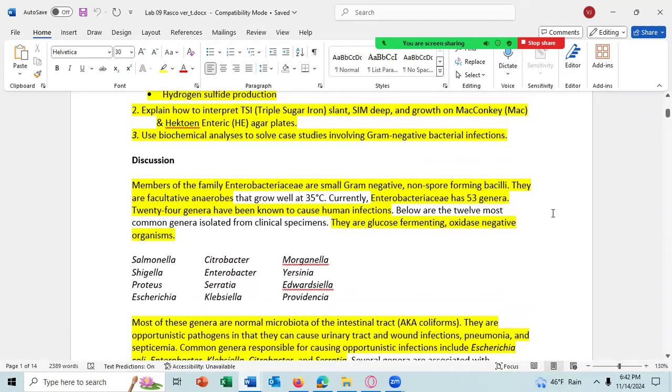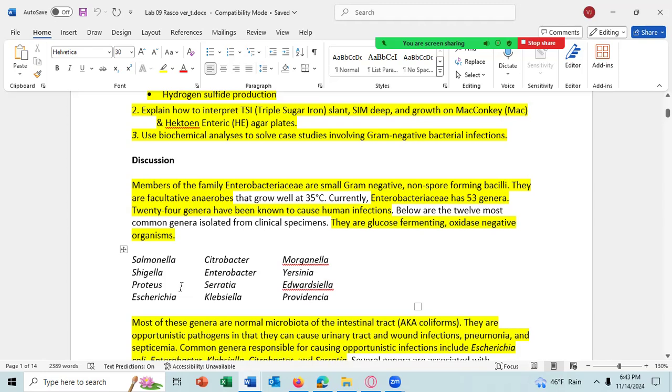So members of the family Enterobacteriaceae are all small gram-negative, non-spore forming bacilli. They are all facultative anaerobes, and there are a lot of species in the family Enterobacteriaceae, including 53 genera. 24 of these genera are known to cause human infections. The members of the family are all glucose fermenting, and they're all oxidase negative organisms.